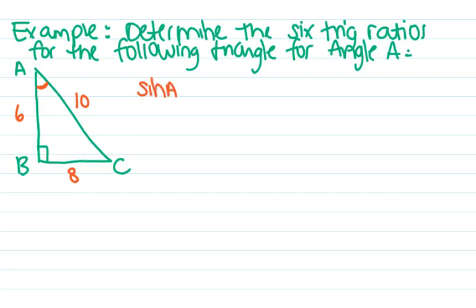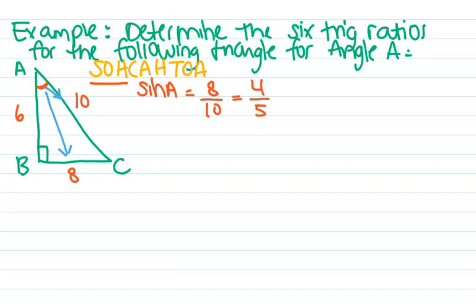So sine A, I'll just write SOHCAHTOA here, so we can refer to it. So sine A is equal to opposite over hypotenuse. So the side length that is opposite to A would be 8. And the side length that is the hypotenuse would be 10. So sine A equals 8 over 10. This is a fraction that can be reduced, so we'll do that, and that's equal to 4 over 5. All right, so sine A equals 4/5.